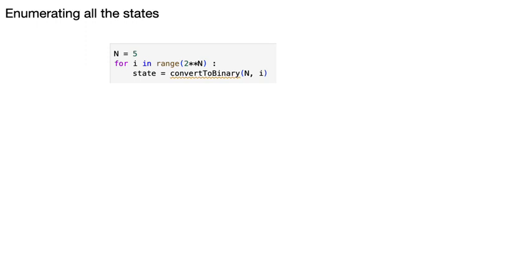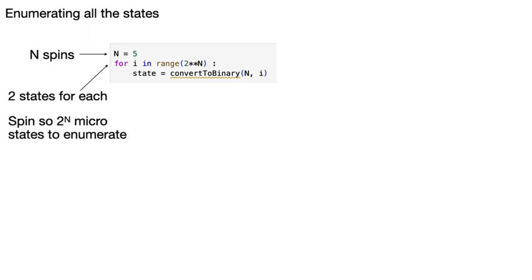We are looking at a system of n spins here, and each of these spins can be in 2 possible states. So there are 2 to the 5 possible microstates, and 2 to the n microstates to enumerate. The loop generates all of these states because we run through it 2 to the 5 times.